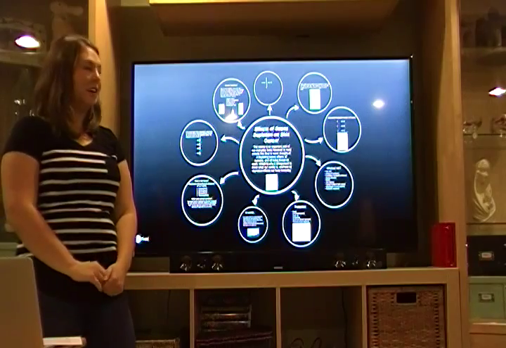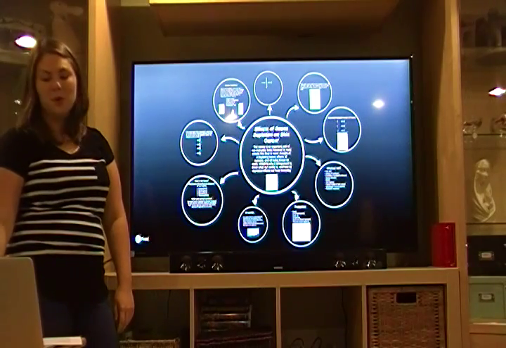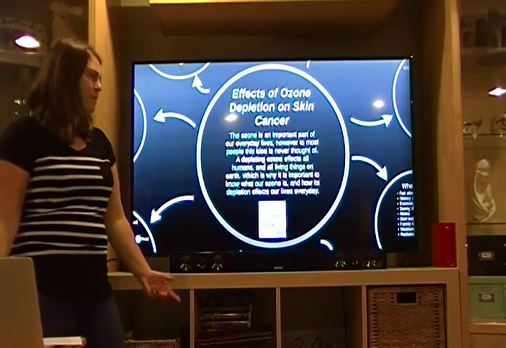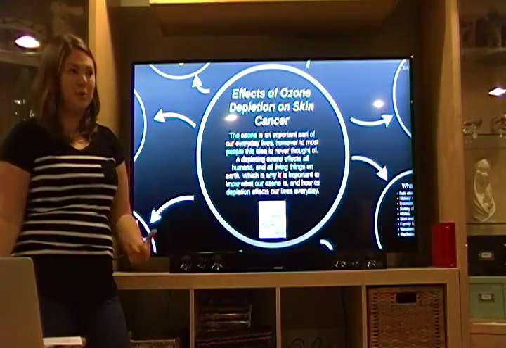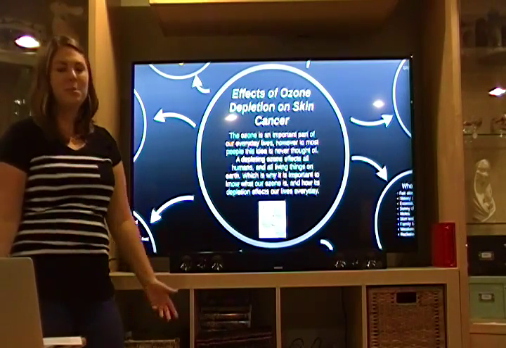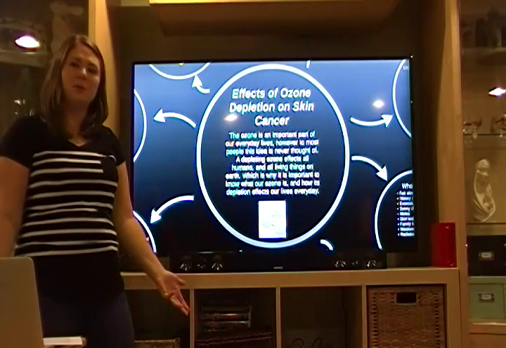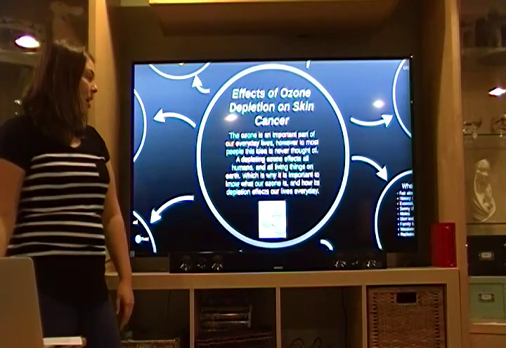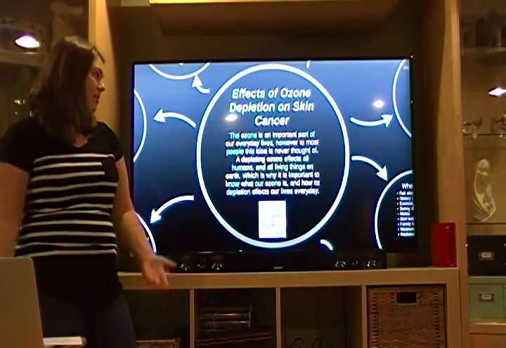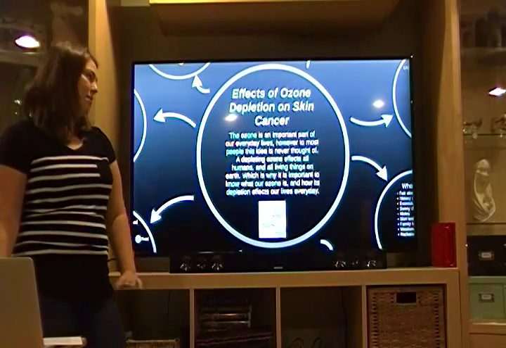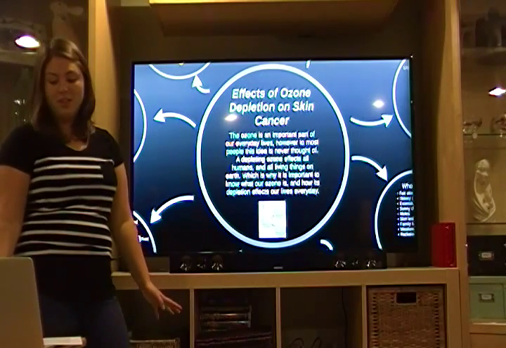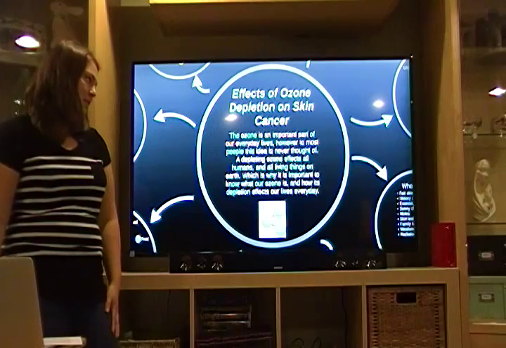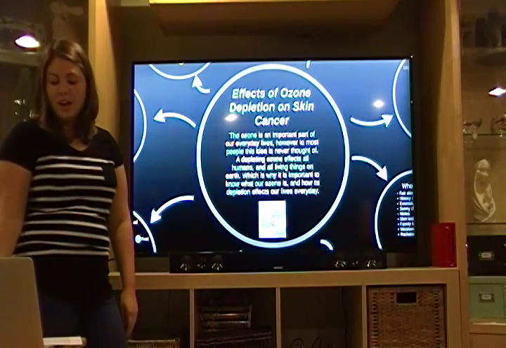My name is Kelly, and I've been asked to present on the effects of ozone depletion on skin cancer. Our ozone is very important to everyone's lives, and unfortunately most of us don't even know what the ozone is or what it's used for. The ozone depleting affects everyone and everything on Earth, which is why it is important for us to learn about what the ozone is and how it affects our lives.